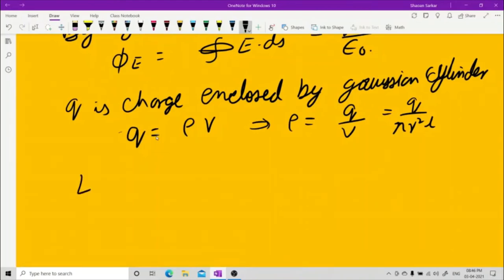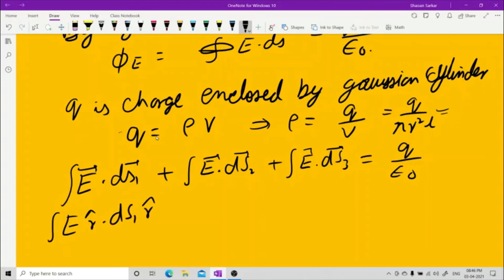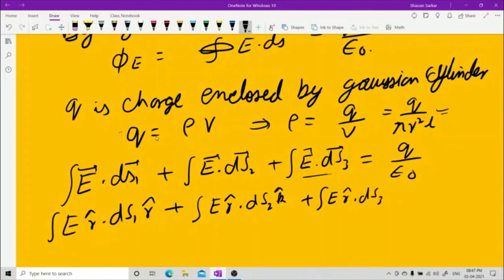So now your contribution is E vector dot dS1 vector plus E vector dot dS2 vector plus E vector dot dS3 vector is equal to Q upon epsilon naught. Just get the Q from here. See, it is E r cap dot dS1 r cap. Now in class 11th and 12th, you used to say the only contribution comes from the curved surface. The contribution from the topmost surface is zero because it is perpendicular to the electric field. The contribution from the downward surface is also zero because it is perpendicular to the electric field. Instead of that, let's write in vector form: E r cap dot dS2 k cap plus E r cap dot dS3 (minus k cap).